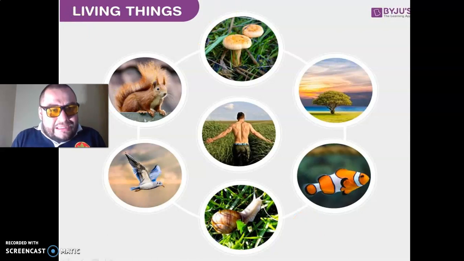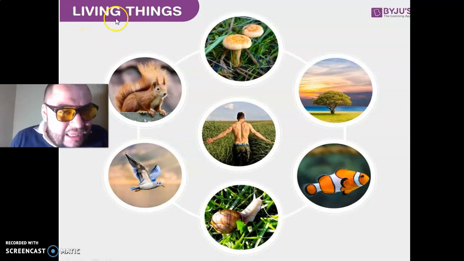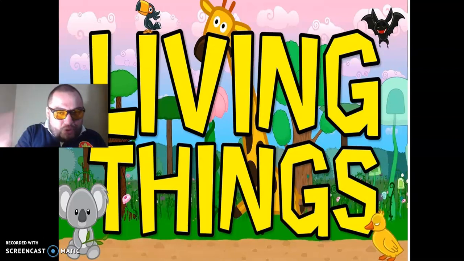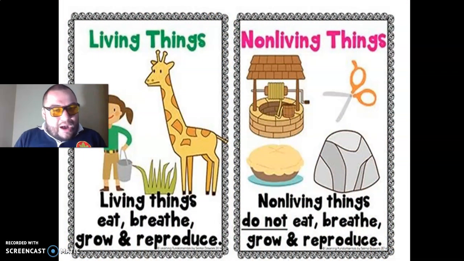Okay. More living things. Mushrooms, right? Animals. More animals and the humans. It's clear? The plants, the animals, and the humans are living things. Repeat after me. Living things. Okay? More living things. They move, they grow, they reproduce, and they need air and water to survive.